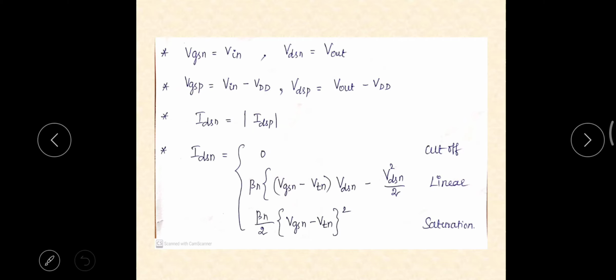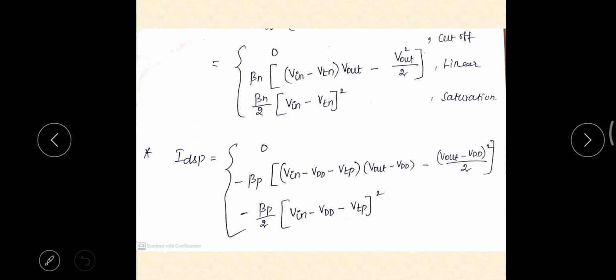Now you can substitute VGSN as Vin and VDSN as Vout. Then I'll rewrite these expressions. The IDS for the NMOS current is written as 0 for cutoff. For linear, it is beta n, where beta n represents the gain of the NMOS transistor, into (Vin minus VTN) into Vout minus Vout square by 2. And similarly for saturation, IDSN is equal to beta n by 2 into (Vin minus VTN) the whole square. Similarly, I can write the expressions for PMOS.